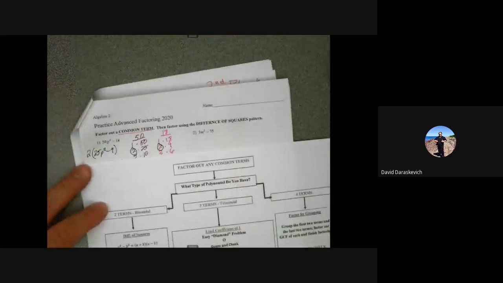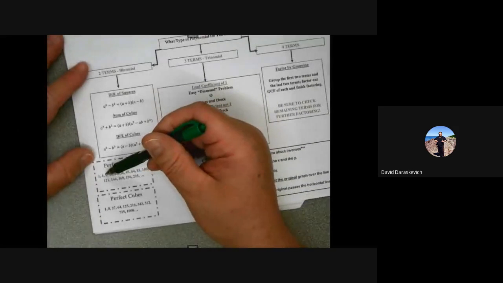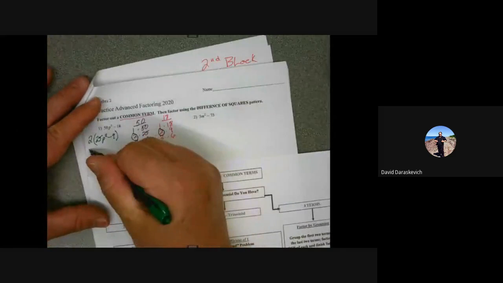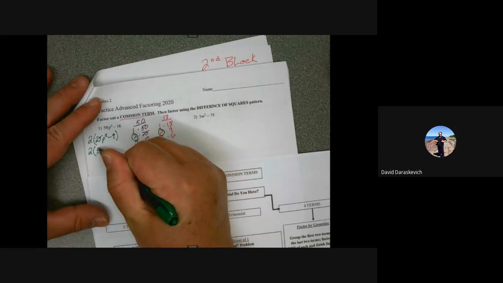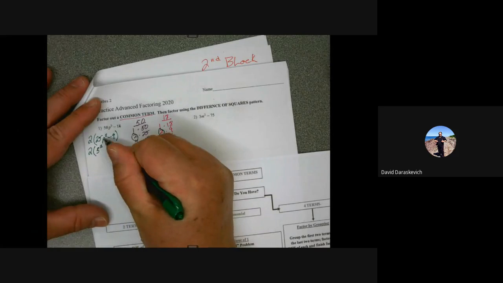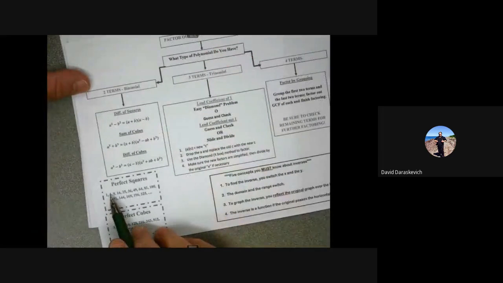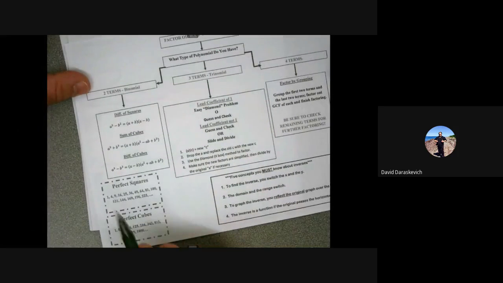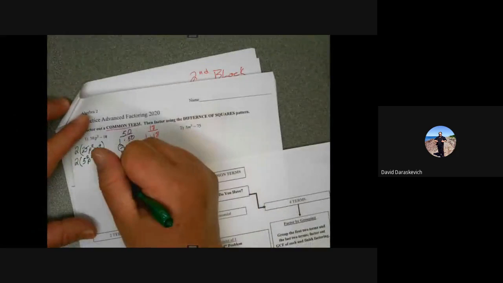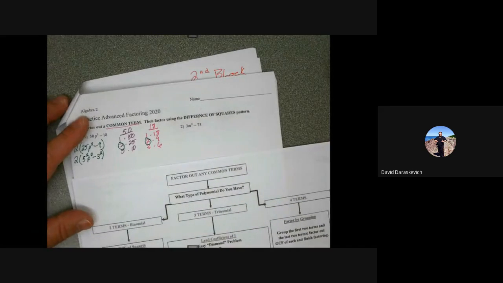And notice that 25, 9, and 25 are perfect squares. 25 is, let's see, 1, 2, 3, 4, 5 squared. So I'm going to rewrite this as 2 times 5 squared, P squared, and 9 is 1, 2, 3 squared. I'm going to rewrite this as 3 squared. So this is a difference of squares.